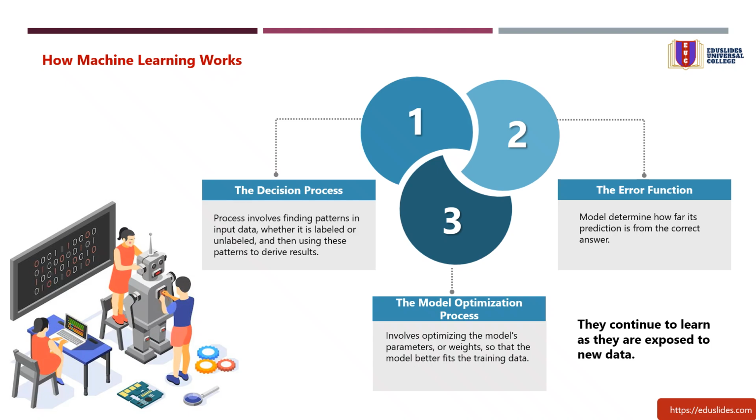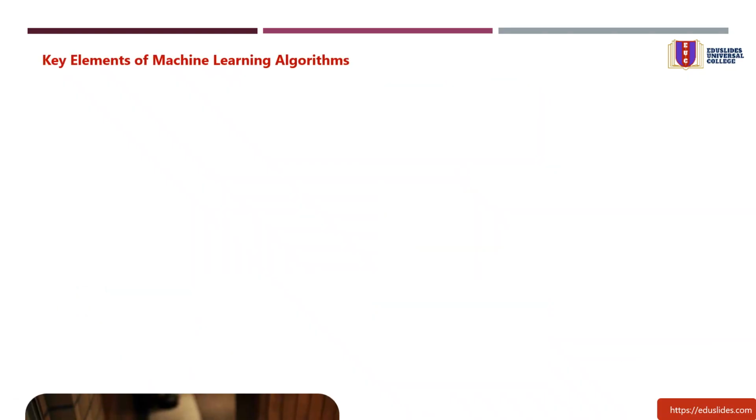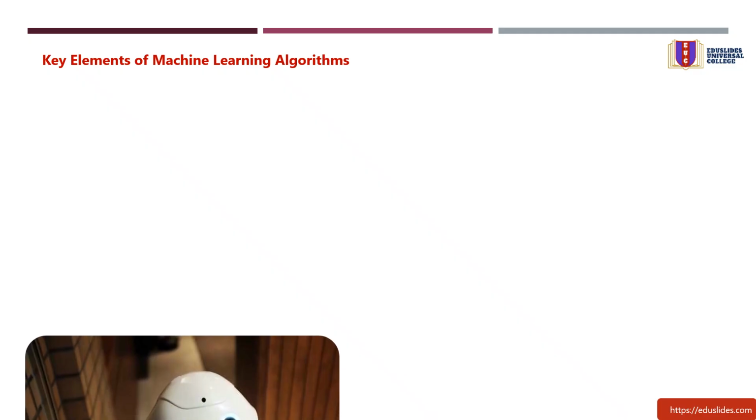In conclusion, machine learning involves recognizing patterns, measuring error, and optimizing the model's parameters to improve predictions. Through this iterative process, the model learns from data and becomes increasingly accurate over time. Key elements of machine learning algorithms.